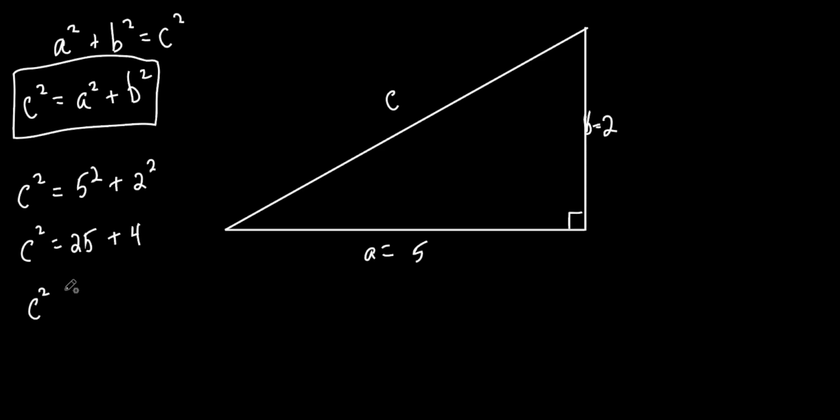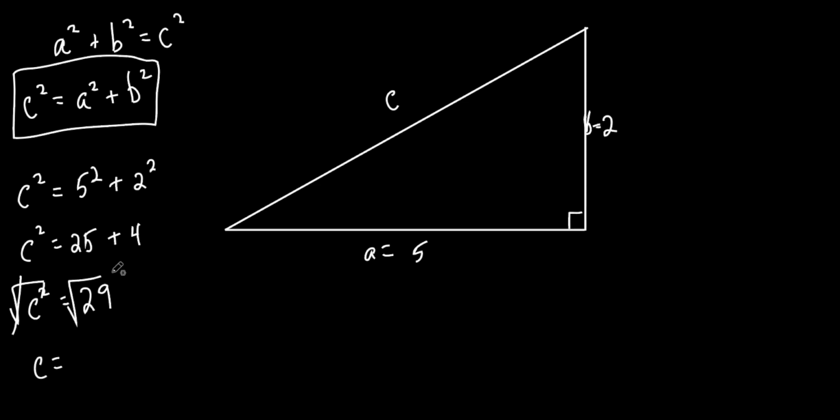So c squared equals 25 plus 4. What's that? It's 29. Now c squared equals 29. Does that mean this length right here is 29? No. So I have to do what? I got to get rid of the square. How do I get rid of that square? I square root. So I square root this side and I square root that side. The square root does what to the square? Cancels them out. So I got c equals square root of 29.